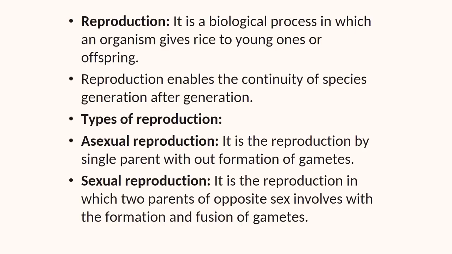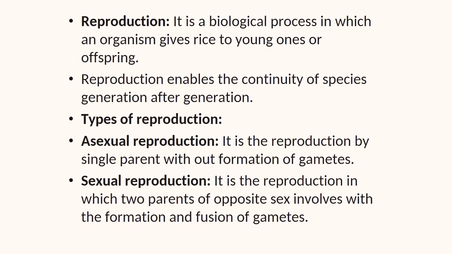Types of reproduction. Reproduction is normally of two types. First, asexual reproduction, and second one is sexual reproduction. Asexual reproduction. It is the reproduction by single parent without formation of gametes, or asexual reproduction is the reproduction in which sexes are not involved. In this type of reproduction, fusion of gametes does not take place. In asexual reproduction, genetically identical offsprings are produced.